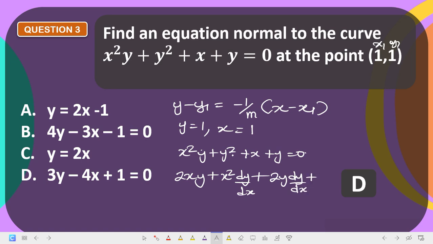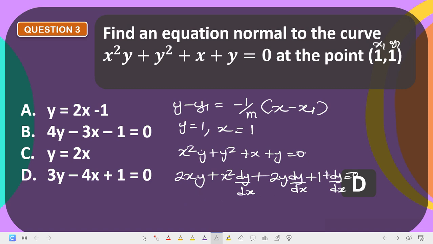Plus, when you differentiate x, what will it give to you? x will give us 1. Then plus, differentiate our y here. What will y give to you? y will give us 1 times dy dx, which is dy over dx. Everything is equal to 0.